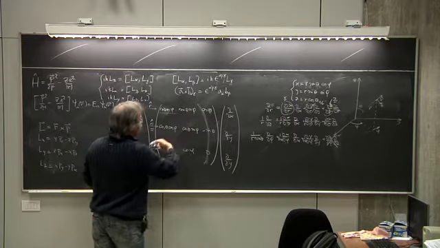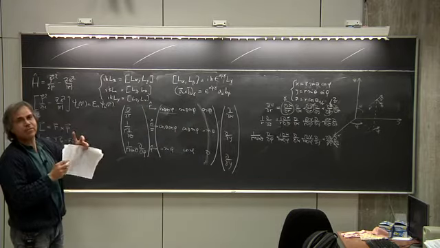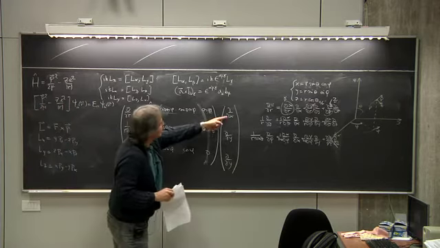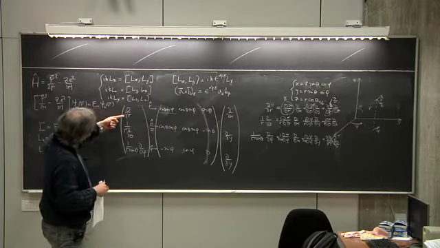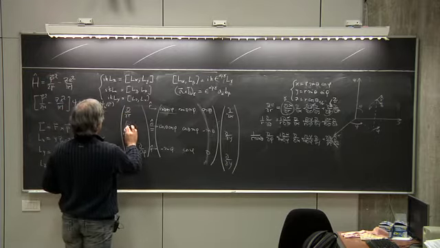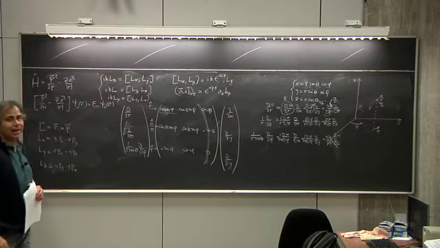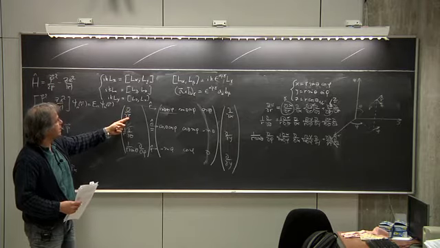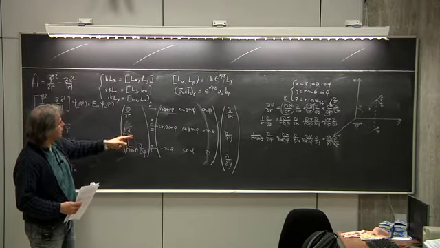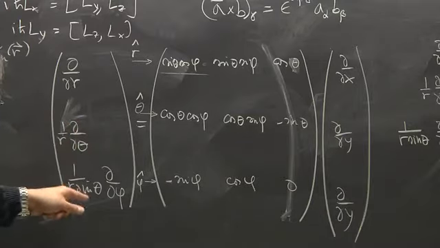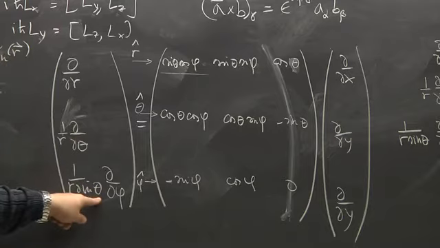So the 3 rows are just the 3 unit vectors of the new coordinate system. This is the gradient in Cartesian coordinates, and this is the gradient in spherical coordinates. So the radial component is just d in dr. The theta component is 1 over r d in d theta, and the phi component is 1 over r sine theta d phi. Good.